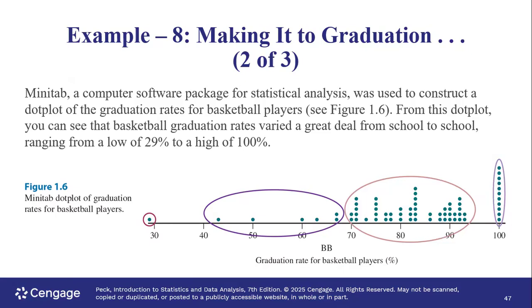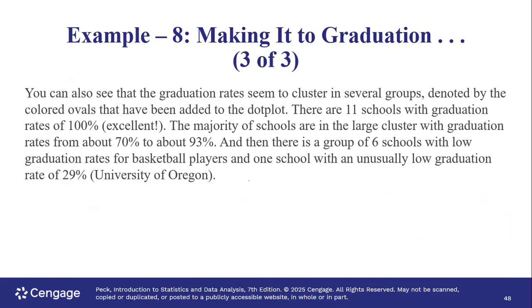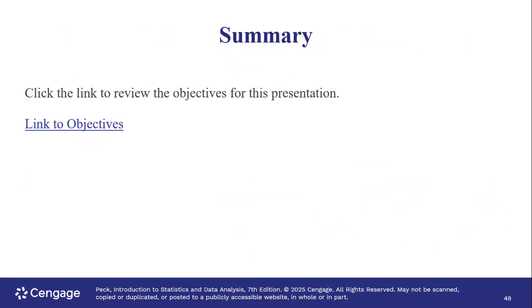Whereas there are some schools which have the highest number of dots. Each dot represents a school. So the number of times the dot appears means that many schools are graduating 100% of their basketball players. Okay. So we talked about that. So that's the end of it.